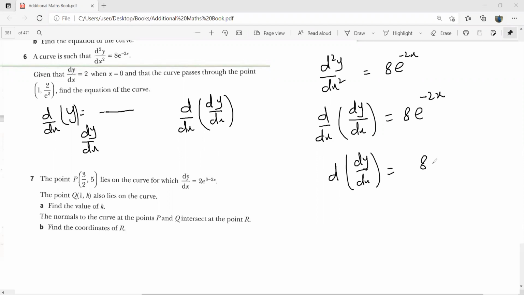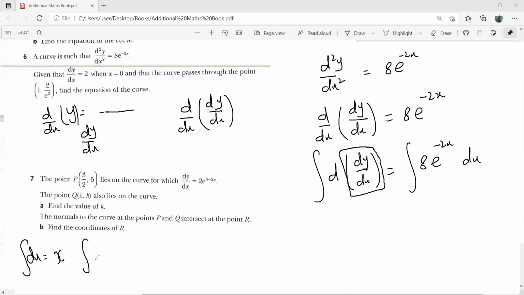and I will be shifting this dx to the other side. Okay, so now if the right hand side is going to be integrated with respect to x, the left hand side is going to be integrated with respect to all of this mess over here. So if you integrate just dx, you get x plus c. If you integrate dy, you get y plus c. So if you integrate d of all of this, you will be getting dy by dx equal to 8 e raised to power minus 2x over minus 2 plus c.